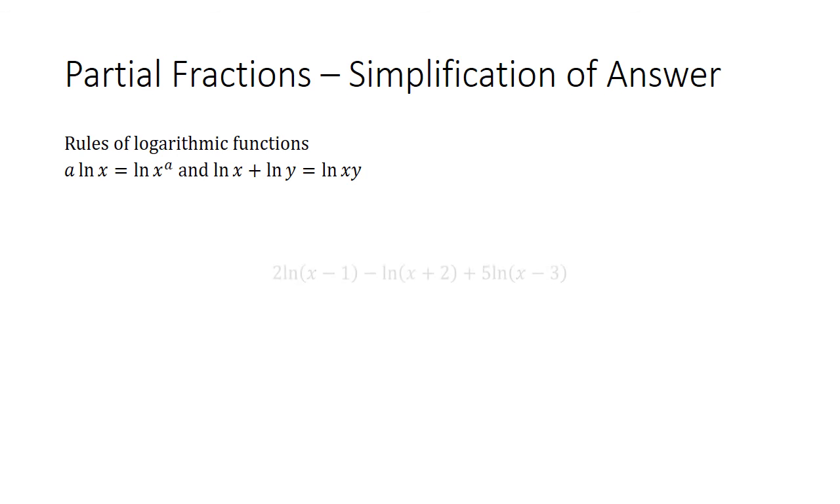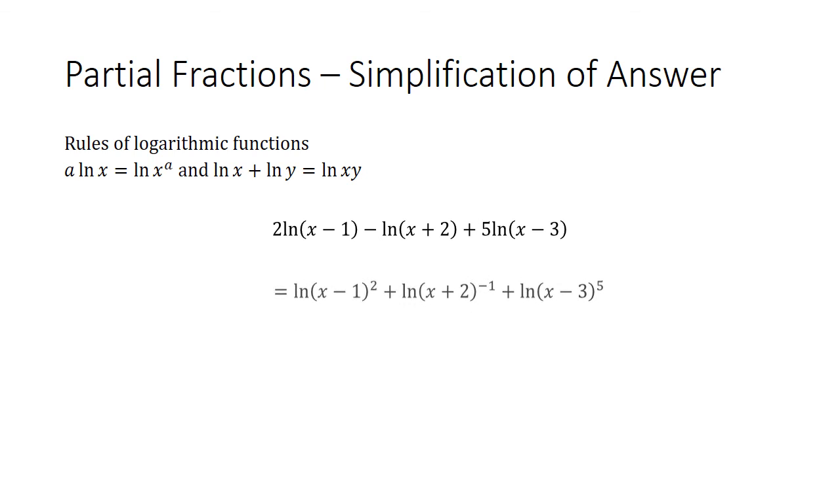So if we come back to the answer which we got, which were three separate terms, we can apply the first rule, and if we do that, this transforms into 2 times the log of x minus 1 is equal to log of x minus 1 squared, plus the log of x plus 2 to the power of minus 1, because we have a minus in front of it, plus the log of x minus 3 to the power of 5. So we apply the first rule to each term.